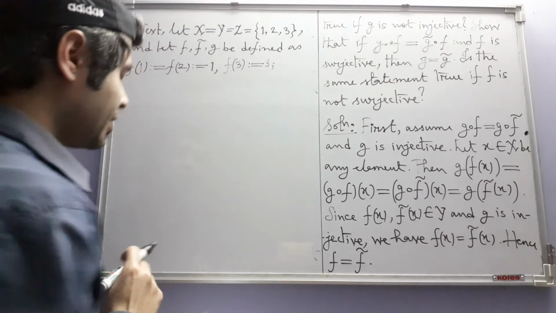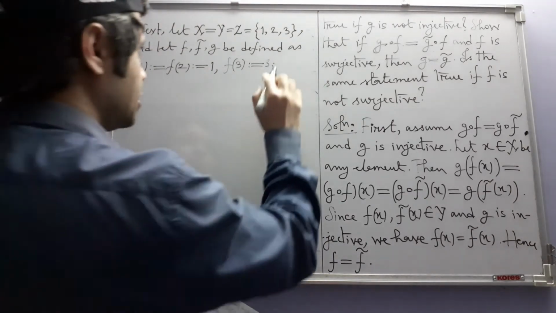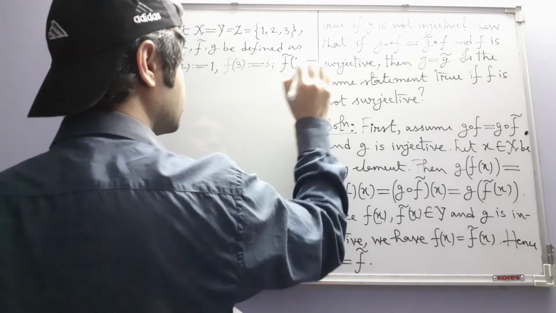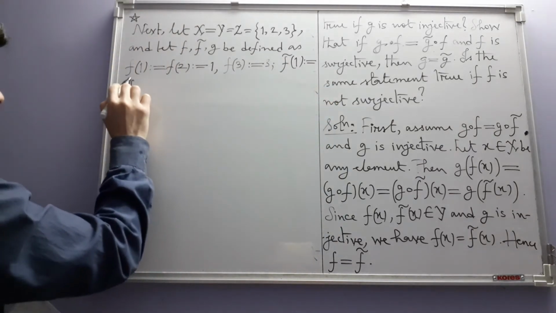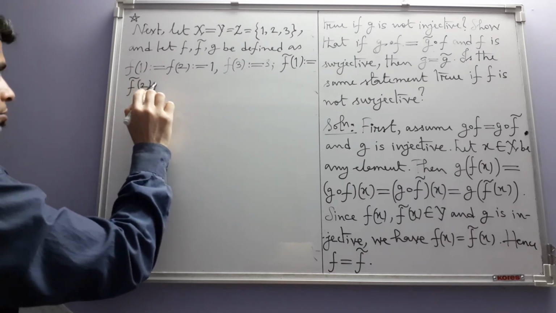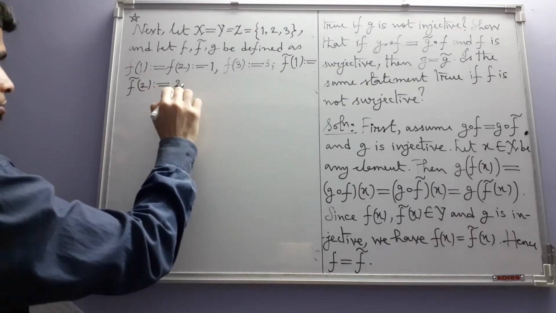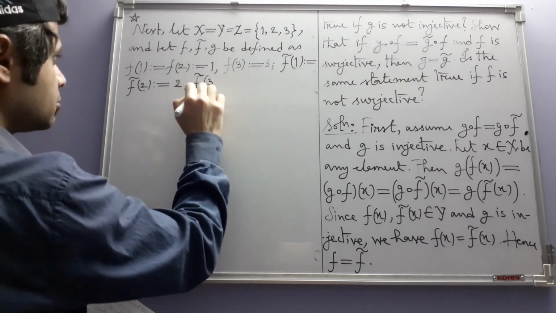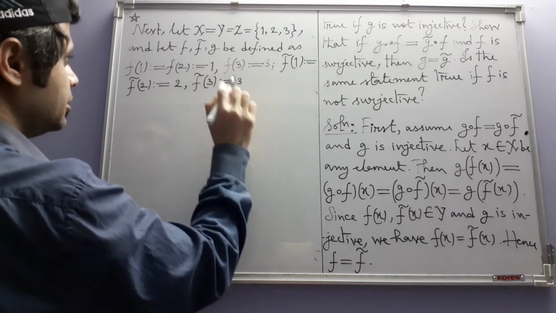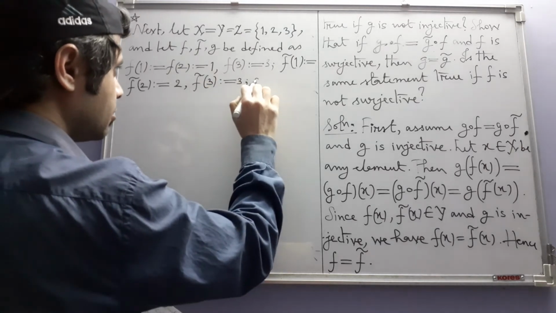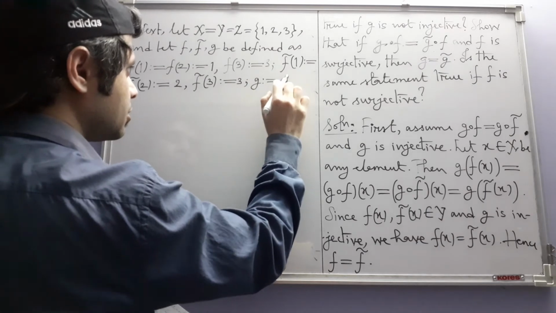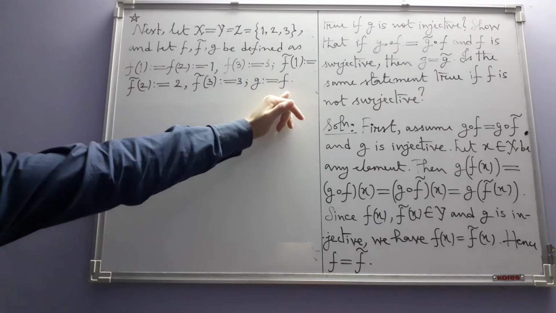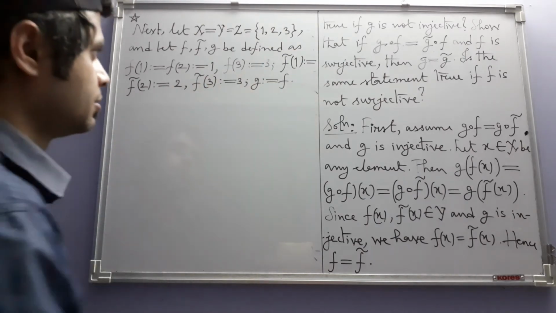Okay, so we have defined f. Then what is f tilde? f tilde at 1 is defined to be equal to 2, f tilde at 2 is defined to be equal to 2, and f tilde at 3 is defined to be equal to 3, and g is defined to be equal to nothing but f. Okay, so g is basically the same thing as f. f and g are the same function.